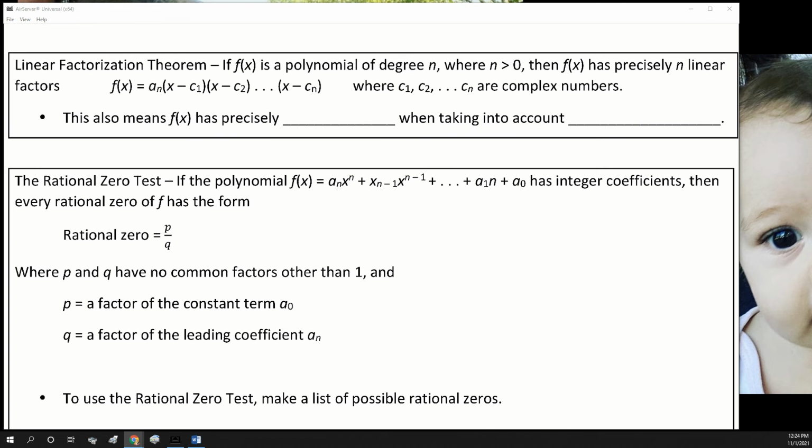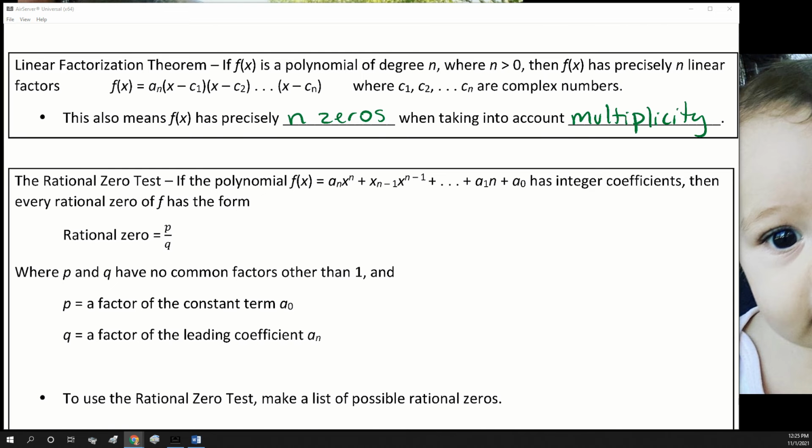And so it also means that a function has precisely n zeros. So the number of zeros should match the degree as long as you take into account the multiplicity. So if a zero has a multiplicity of 2, you count it twice. Or if it has a multiplicity of 3, you count it 3 times. If you do that, then the number of zeros matches exactly with the degree. And we did that on Friday, where I kept telling you you should have 4 zeros and you should have 5 zeros because it matched with the degree.